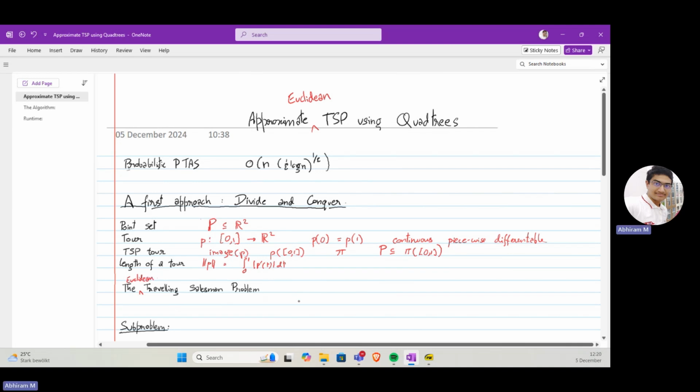The Euclidean traveling salesman problem says that, given a point set P, we want to find a TSP path pi opt such that for every other TSP path pi, the length of pi is greater than or equal to the length of pi opt. So we want to find this optimal TSP path pi opt such that every other TSP path is greater than or equal to pi opt in length. This is the main problem.